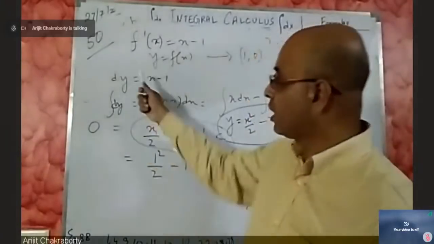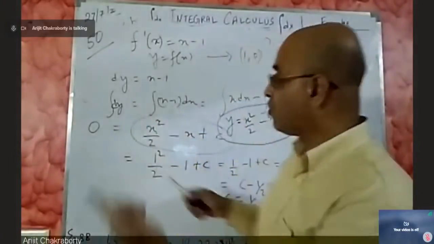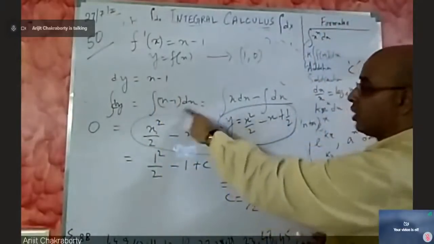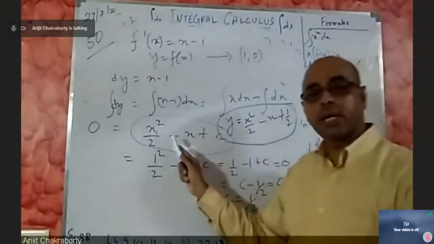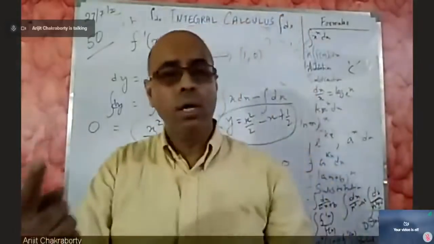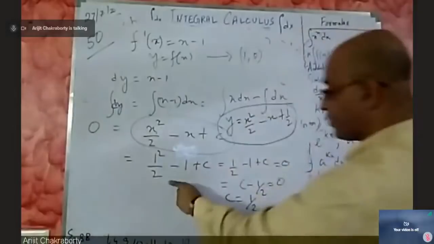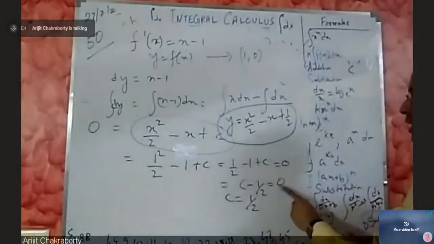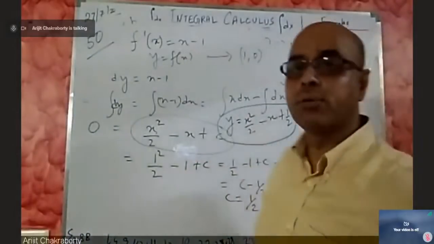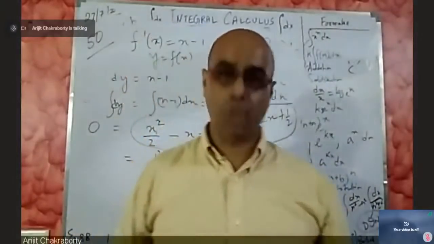We have first found out the integration of the given tangent slope. We have got the equation of the curve. Since the curve is passing through the point (1, 0), we set x equal to 1, y equal to 0. From there we get the value of c. c comes to half. We put c equal to half in the equation and solve it.